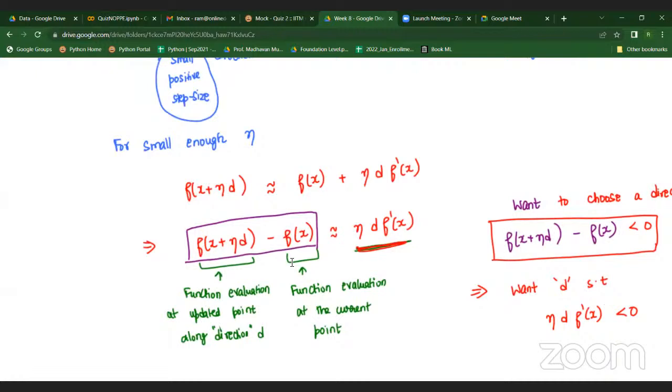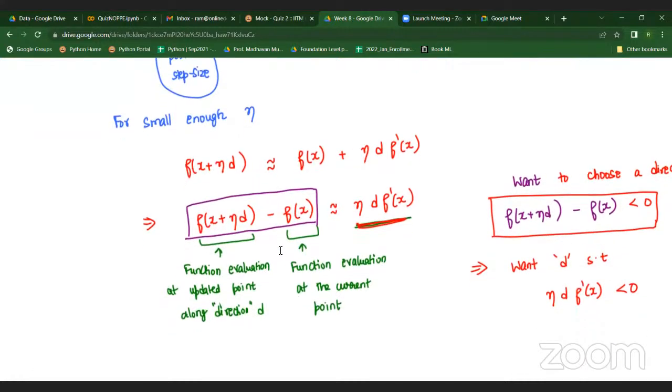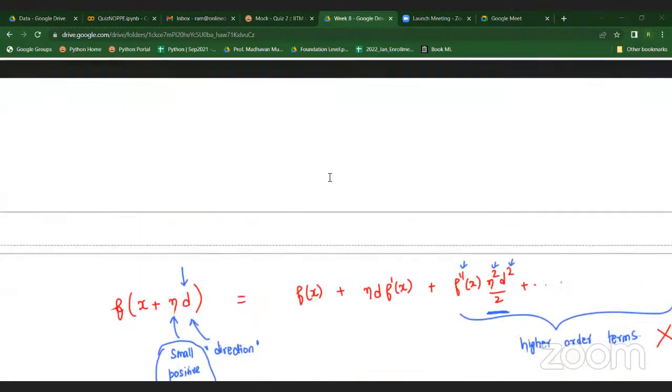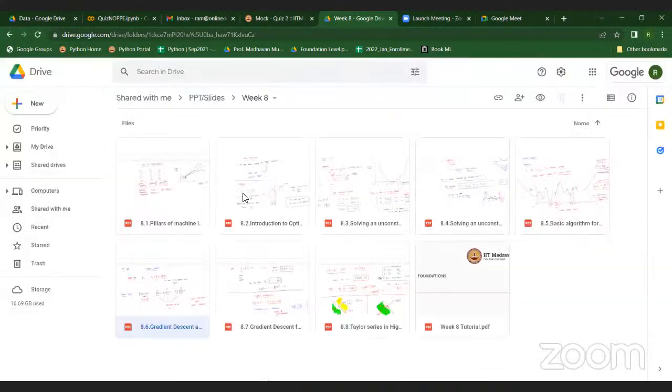Okay. When we are looking at this optimization problem, what we want is to move in a good direction. What is a good direction? The value of f of x should keep on decreasing, right? Which basically means f of x plus eta d should be less than f of x.